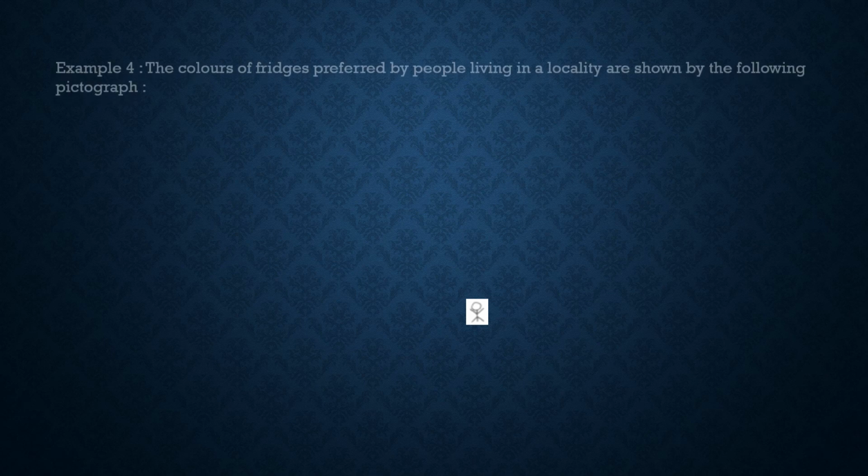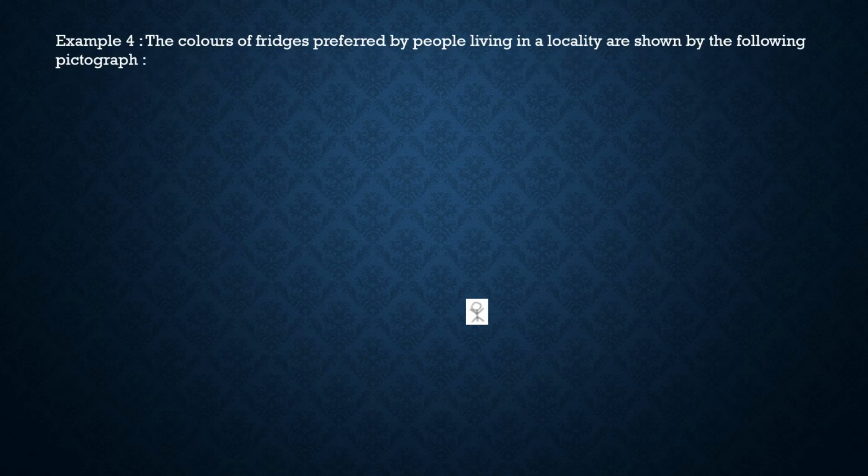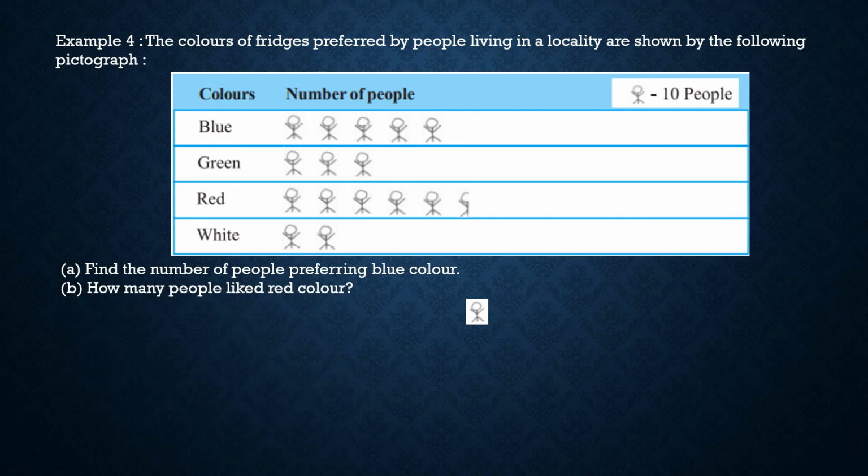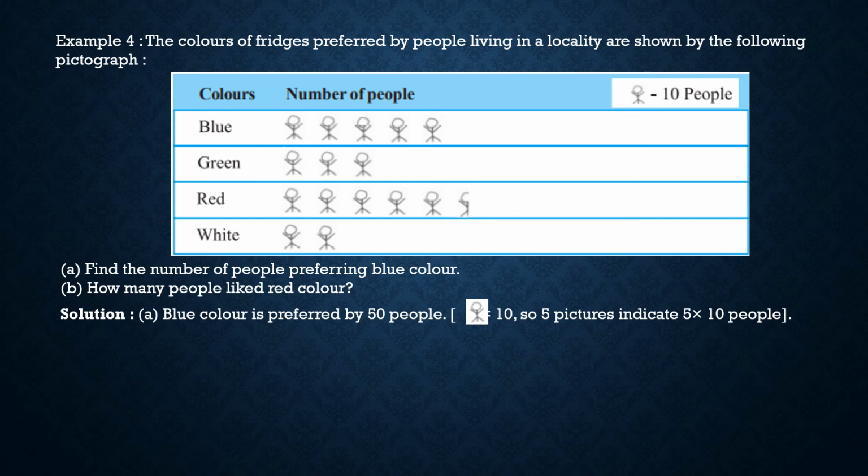Let us discuss one more example. The colors of fruits preferred by people living in a locality are shown by the following pictograph. Here, on the top of the table, one picture represents 10 people. Let us answer the question. Find the number of people preferring blue color. Blue color is preferred by 50 people. Since one picture is equal to 10, 5 pictures indicate 5 into 10 is equal to 50.